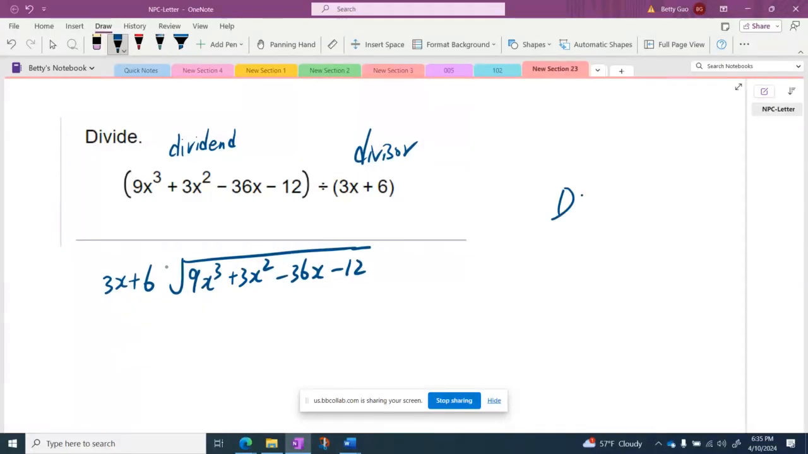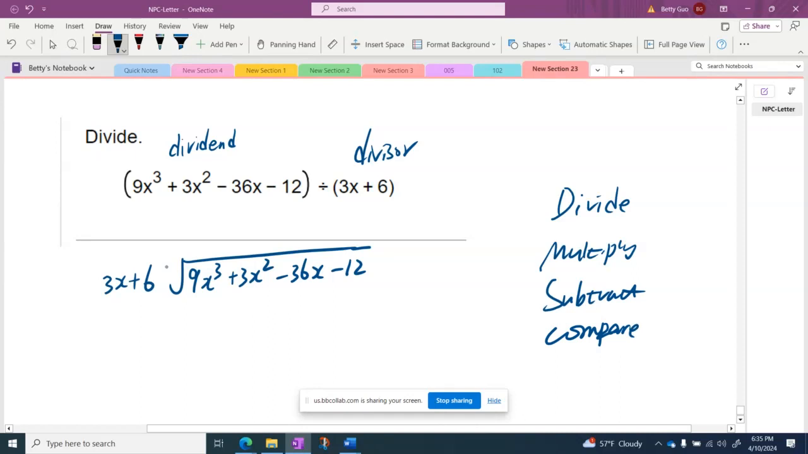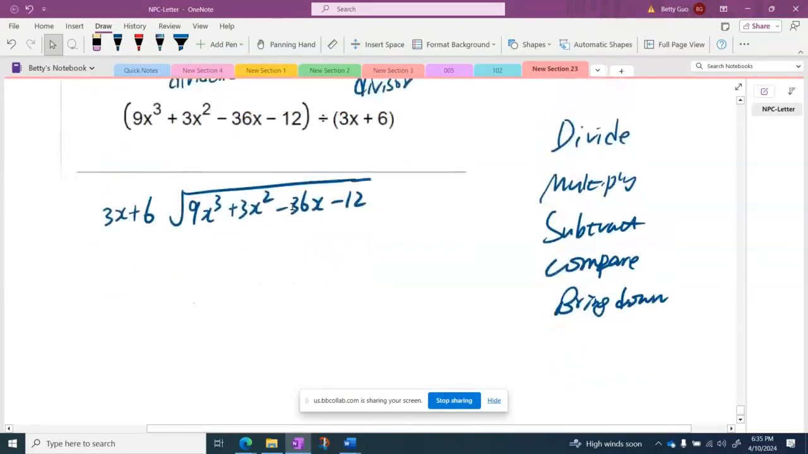Remember the procedure is divide, multiply, subtract, compare, and bring down. We might need more than one round. Okay, I'm not going to go very detailed like last time. I'll go a little bit faster than last time. Okay, divide what? Divide the leading term in the dividend by the leading term in the divisor.